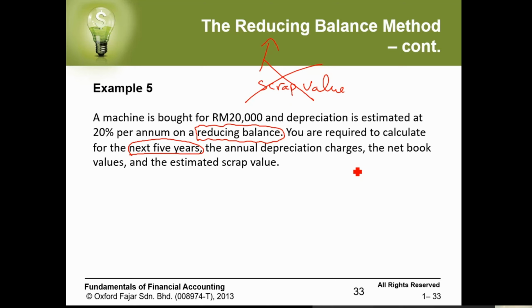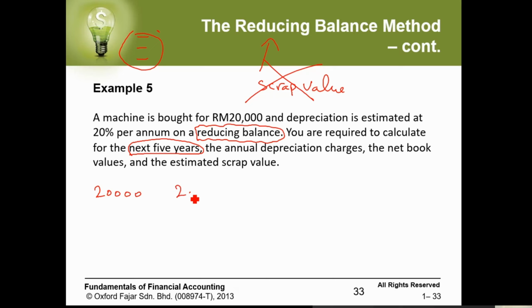It's different from the straight line method, where we need to get the cost, then the scrap value, then the number of years we need to use it. For the reducing balance, we will not get a scrap value in the beginning, because the scrap value will be the result at the end of the usage, how much balance is left at the end of the usage of the asset. So this one is 20,000.